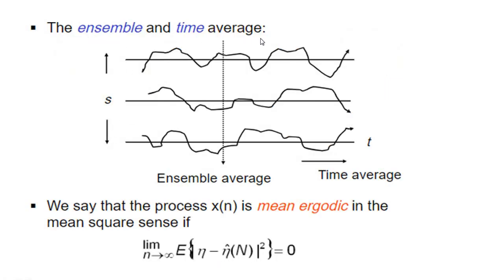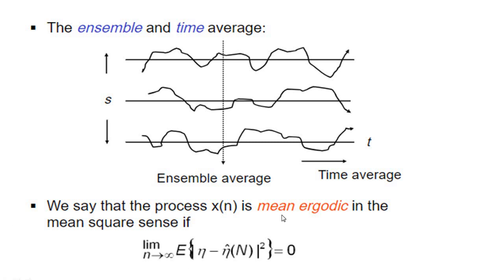The ensemble and time average is given in the graph below. So S refers to outcome, and T refers to time: ensemble average, and then time average. We say that the process x of n is mean ergodic in the mean square sense if the limit as N tends to infinity of the expectation of modulus of eta minus eta cap of N whole square equals 0. So in the mean square sense, it converges to the value of the mean. So it is mean ergodic.